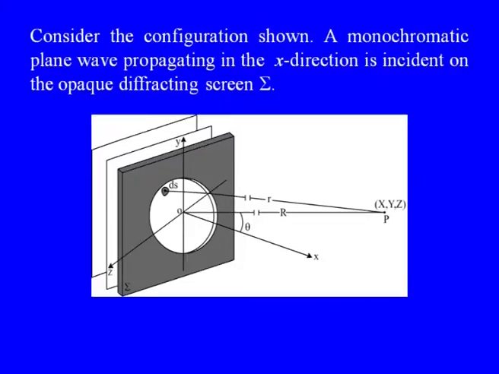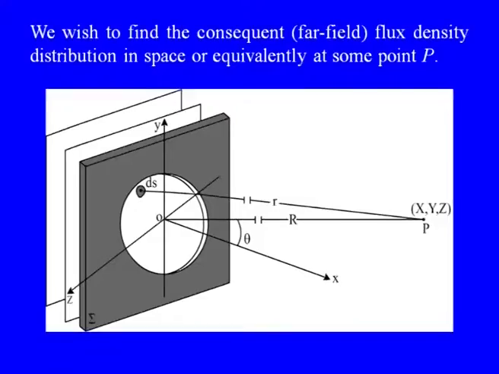Consider the configurations shown. A monochromatic plane wave propagating in the x direction is incident on the opaque diffracting screen capital sigma. Remember, this is a plane wave we are considering. We wish to find the consequent far field flux density distribution in space, or equivalently at some point P. Let us consider few things here.